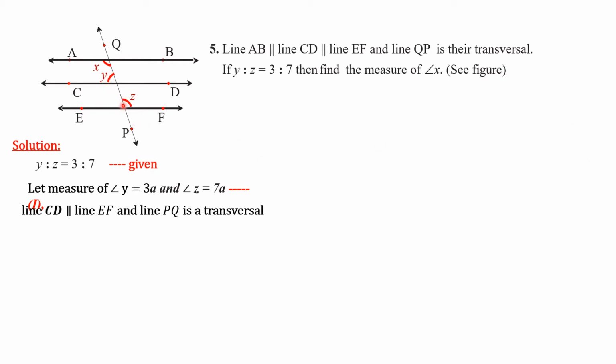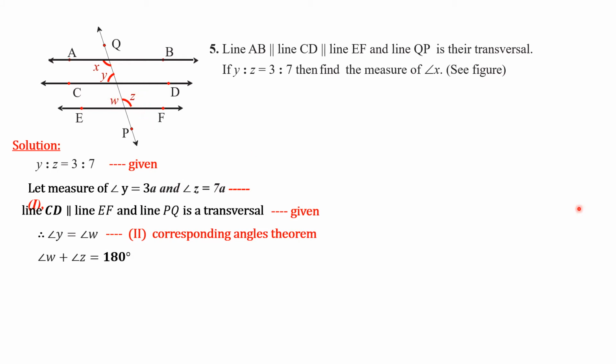So here we take this angle as W. Write down the reason given. Now we take this angle as W. Now Y and W are corresponding angles. So write down. Therefore angle Y is equal to angle W. This is statement number 2. Corresponding angles theorem. W plus Z is equal to 180. Reason: angles in linear pair.